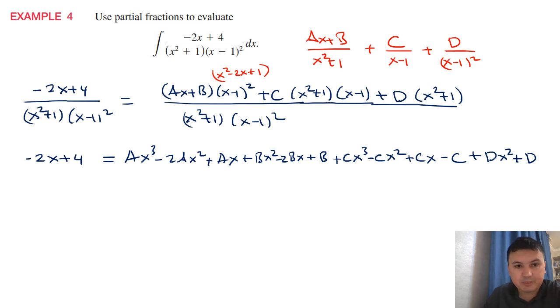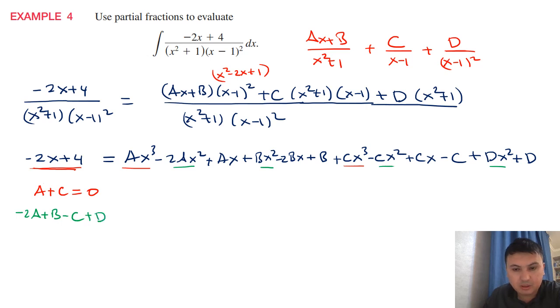Now, on the left, I don't have x cubed, which means the x cubed term must be 0. So I get ax cubed plus cx cubed, which means a plus c must be 0. Also, on the left, I do not have x squared, which means the x squared terms should be 0. So where are they? Here's an x squared term, here's an x squared term, here is an x squared term, and there is the x squared term. What do I get from there? I get minus 2a plus b minus c plus d. So that's also equal to 0, right?